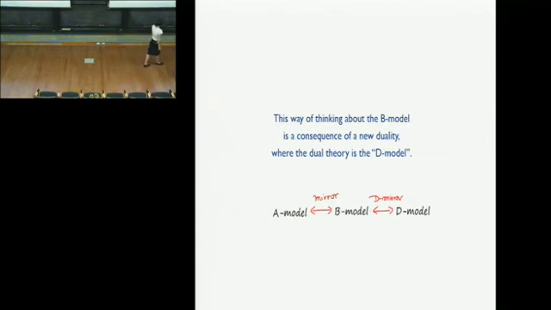Now we understand that this result is a consequence of a new duality, where the dual theory is called the D model, which is dual to all of these, but is most closely related to the B model. And we call this, I don't know, for lack of a better name, D mirror.